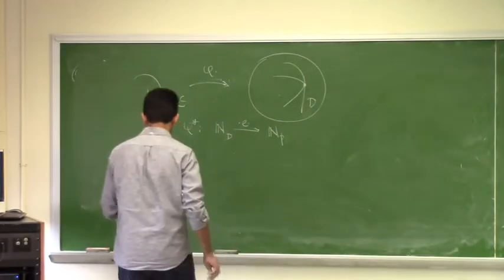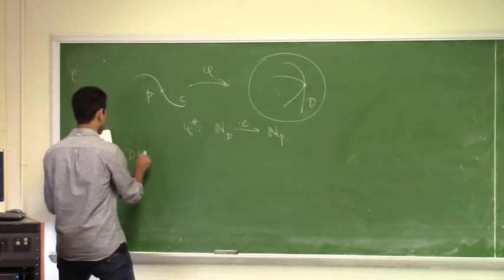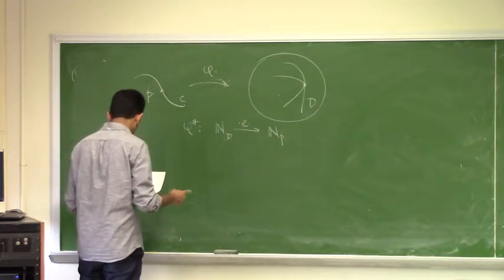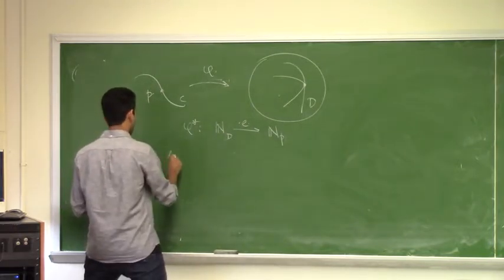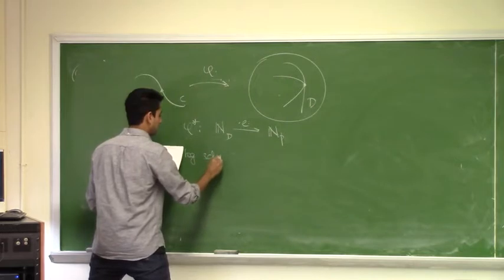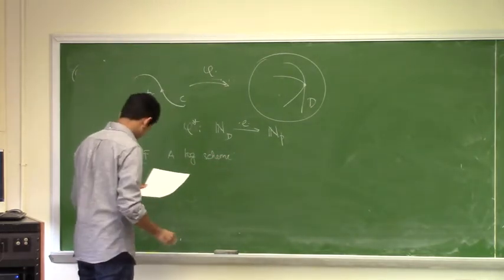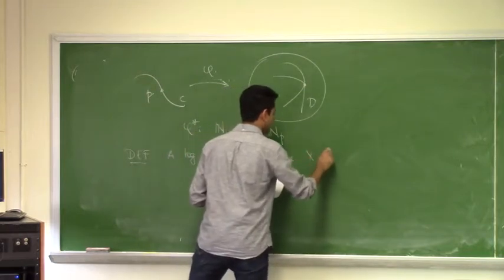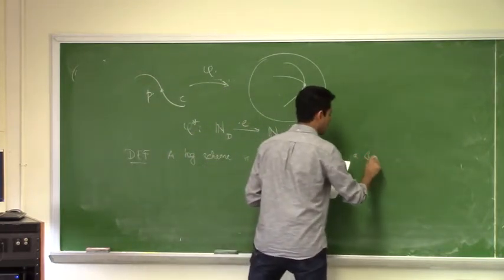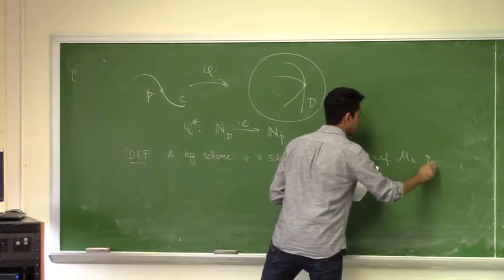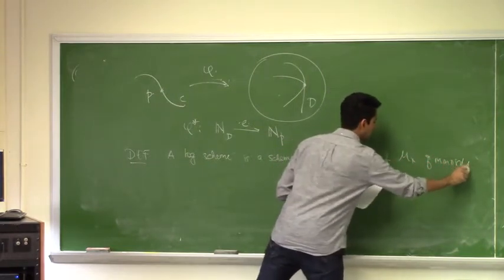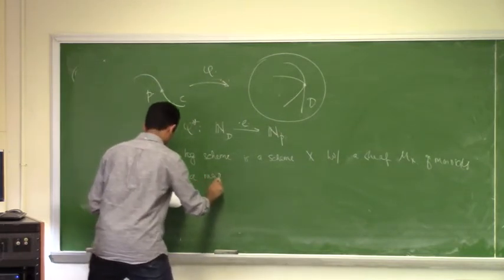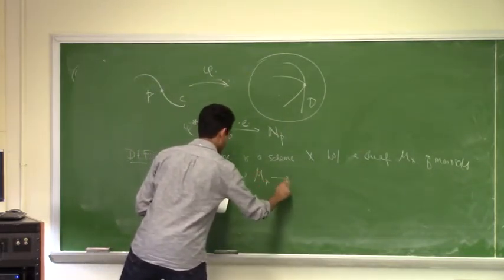So this is the idea behind log Gromov-Witten theory. This is the insight that Siebert had in 2001. Many years later, we now have a full theory. Okay, so what is a log scheme? A log scheme is a scheme X with a sheaf M_X of monoids and a map alpha from M_X to O_X.